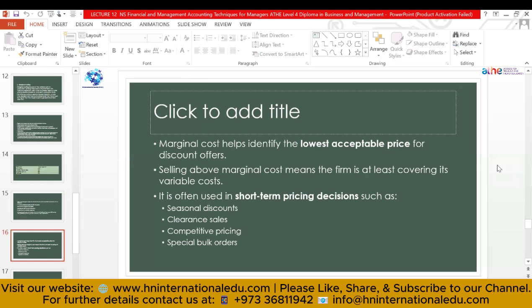It is often used in short-term pricing decisions such as seasonal discounts, when winter and summer sales are going on, mid-season sales, and clearance sales, just when you think things are getting obsolete or not selling the way they used to. Competitive pricing, where so many competitors are there in the industry, then you need to compete with them accordingly. Special bulk orders, when you go for economic order quantity or economies of scale, there we use this concept. If you order in bulk quantity, you will get the discount and more stuff is going to be sold out too.